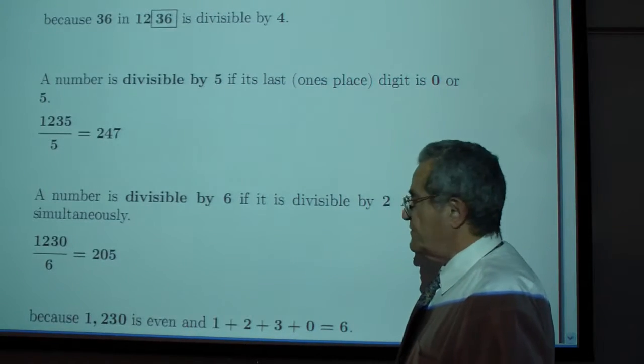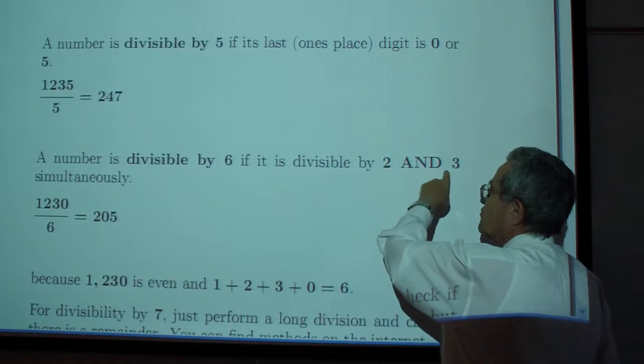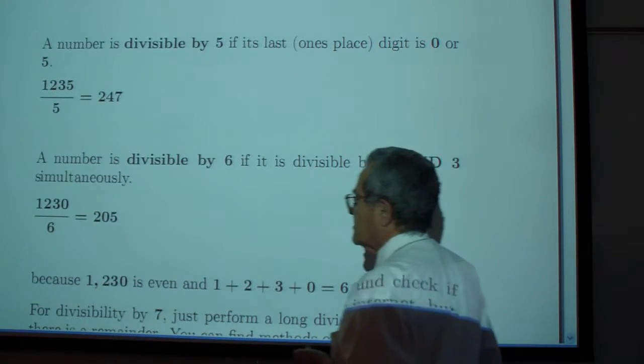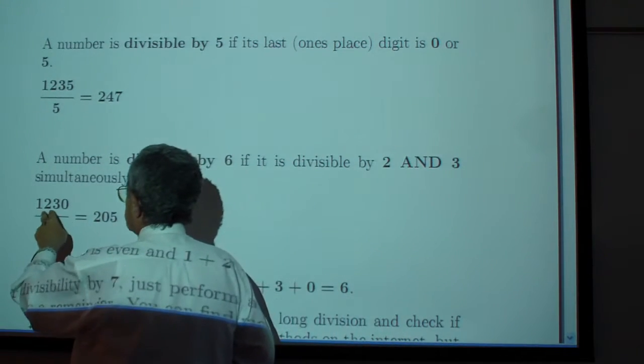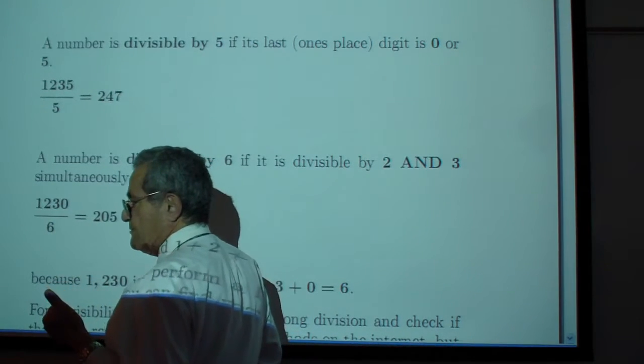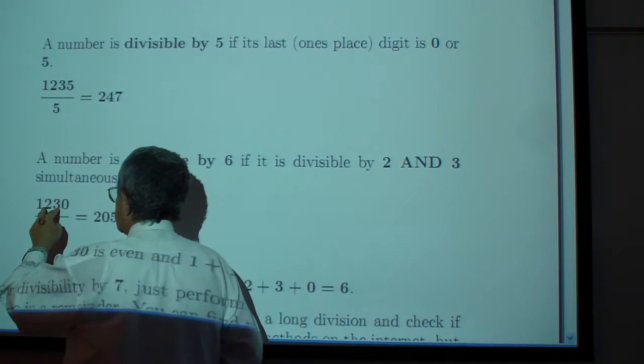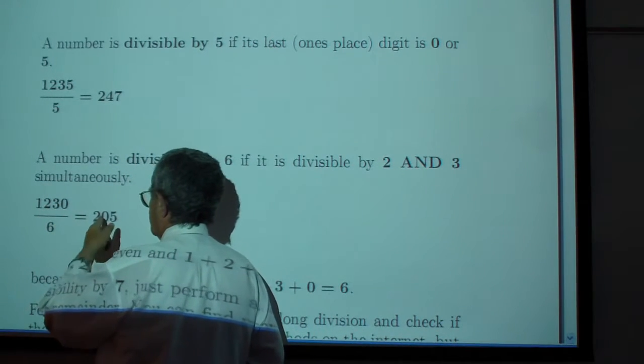A number is divisible by 6 if it's divisible by 2 and by 3 at the same time. Can I divide 1,230 by 2? Yes, the last digit is 0. Remember, 0, 2, 4, 6, or 8. And the sum of the digits is 6. I can divide 6 by 3.